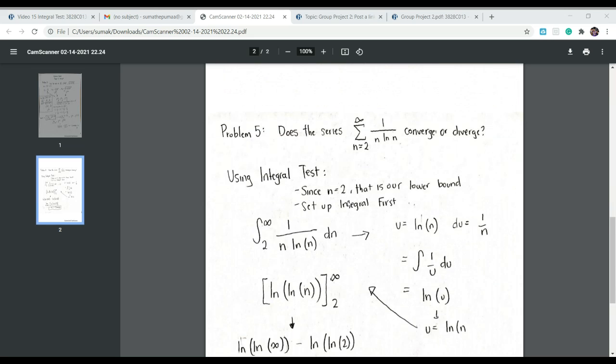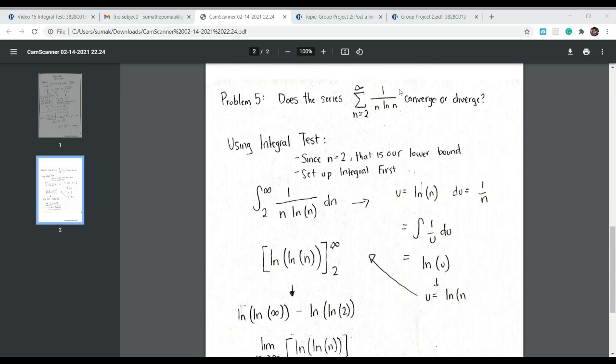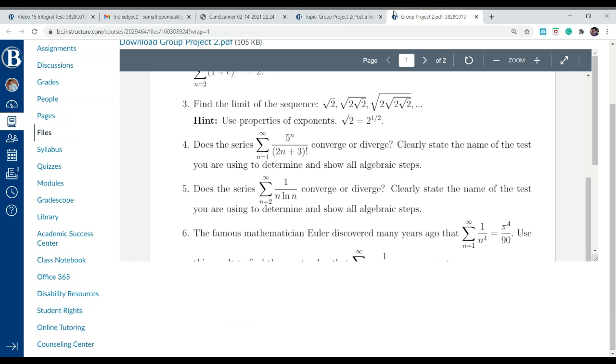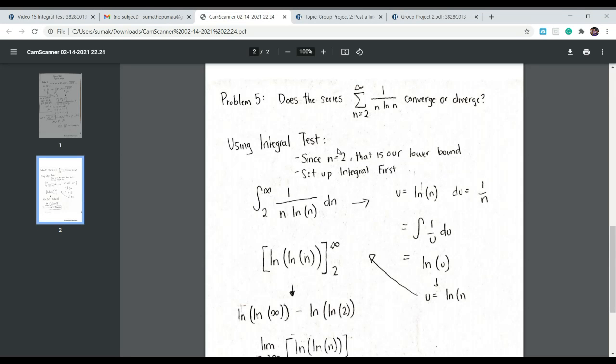Now, problem 5 asks, does the series 1 over n natural log of n converge or diverge? Video 15 explains the integral test, and that's the test I used for this. I showed all my algebra here. We noticed that n equals 2, and that's our lower bound, so we're going to turn this into an integral. We set up the integral first, as stated in the test. The lower bound is 2, the upper bound is infinity, and then I have 1 over n natural log of n dn. I could have written dx, however, it's in terms of n, so I just wrote dn to make it easier for me.